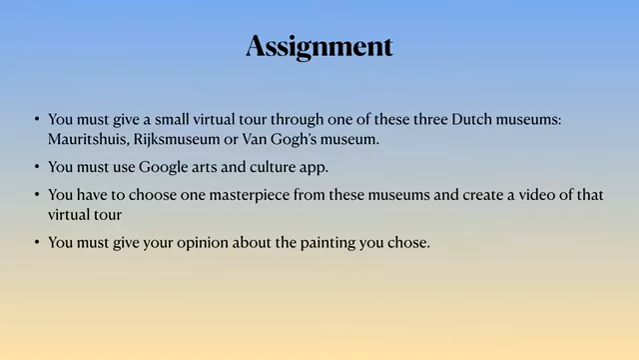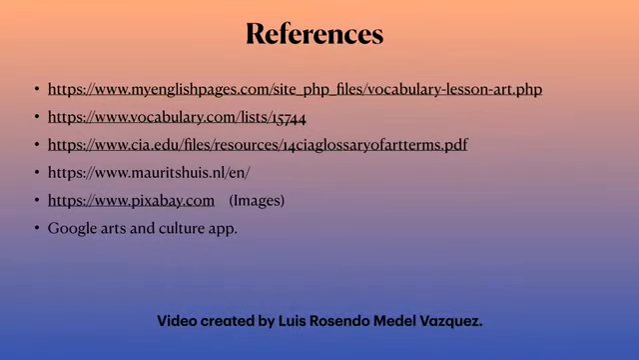Okay, now you have a final assignment. You must give us a small virtual tour in one of the next three Dutch museums: Van Gogh Museum, Mauritshuis, or Rijksmuseum. You must use the Google Arts and Culture app. You have to choose a masterpiece from these museums and create a video of that virtual tour, and also to describe, to give your opinion about that painting. Well, these are the references.